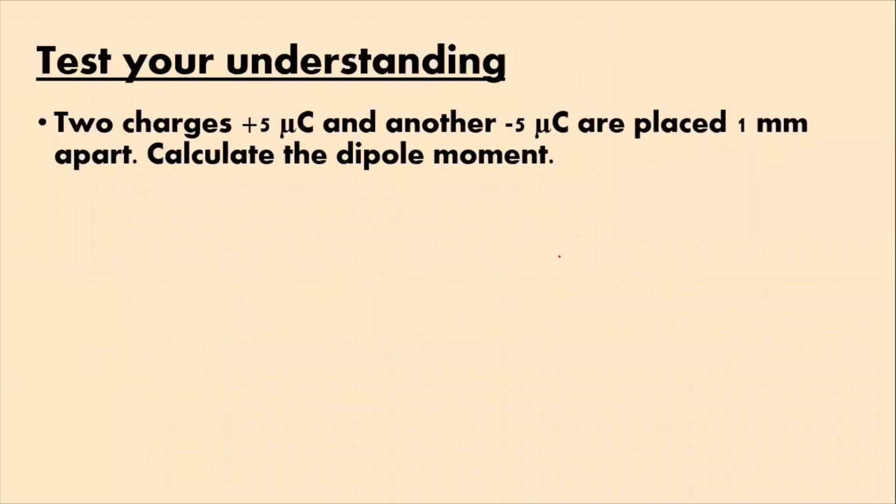Okay. So with this understanding, we will do two numericals. One is: two charges, plus 5 microcoulomb and another minus 5 microcoulomb, are placed 1 millimeter apart. 1 millimeter is equal to 10 power minus 3 meter. You have to calculate the dipole moment. So P vector is equal to Q into 2A.